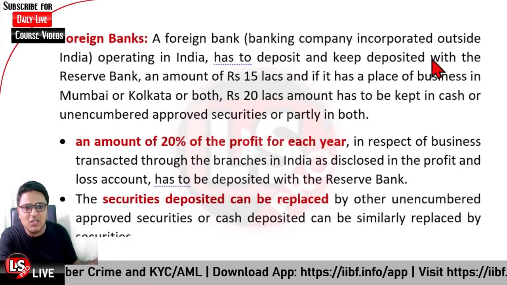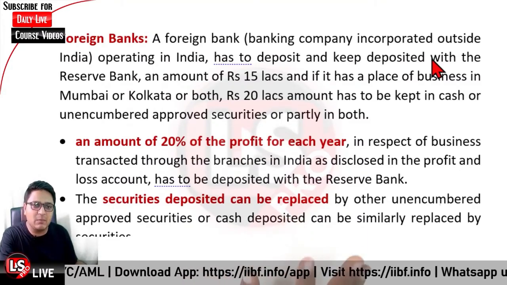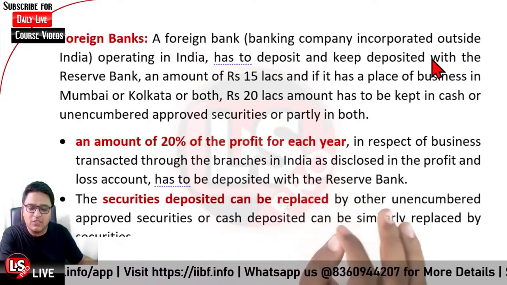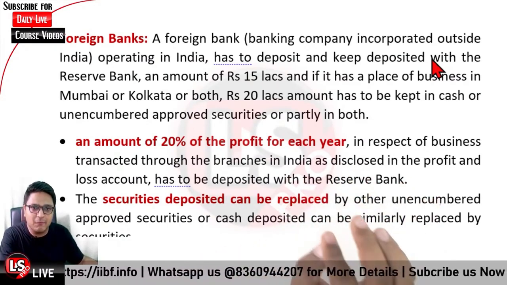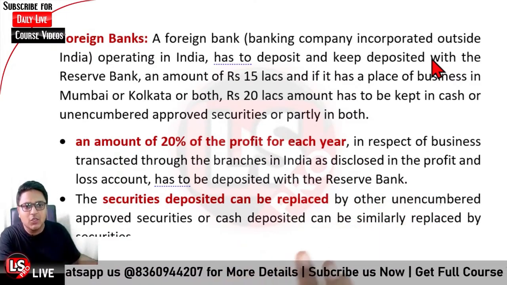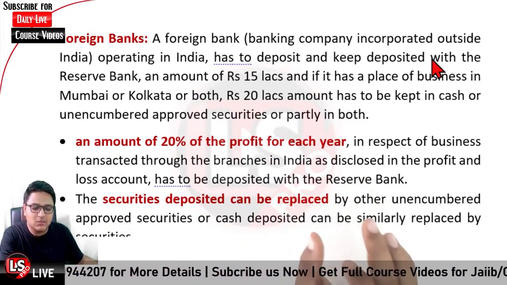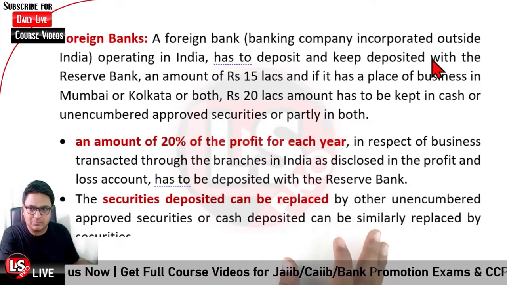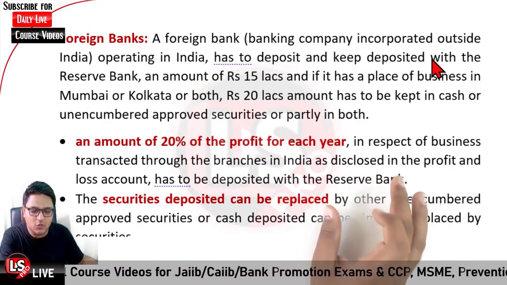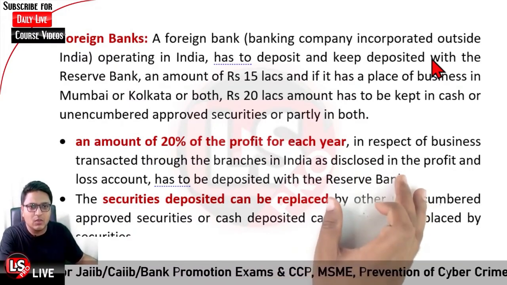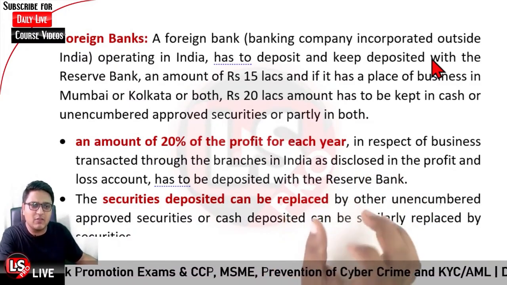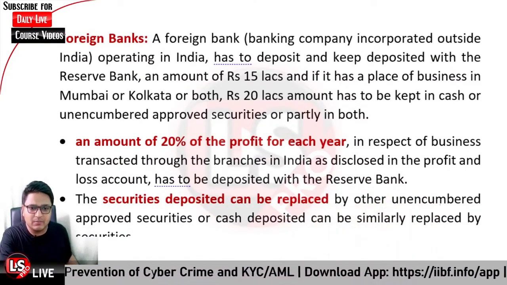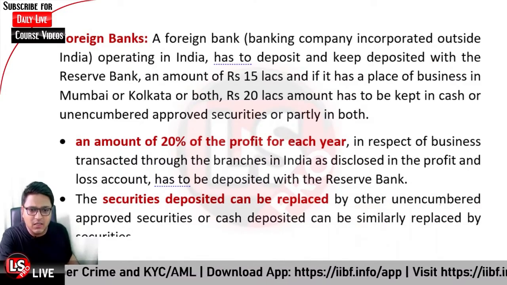There is an additional amount of 20% of the profit for each year, for the business transacted in India by the foreign banks operating in India. The profit which is disclosed in the profit and loss account, 20% of that profit is to be deposited with the Reserve Bank.